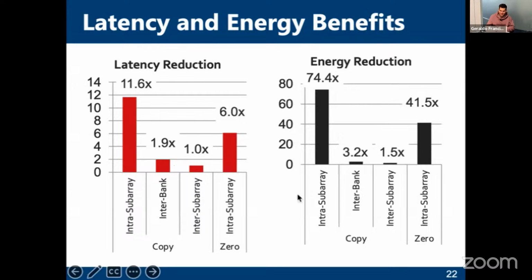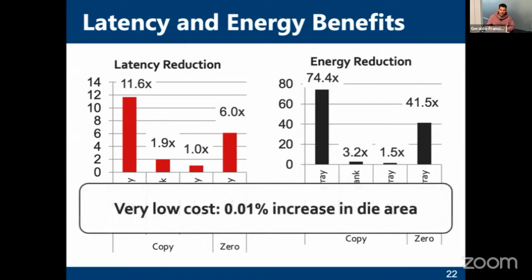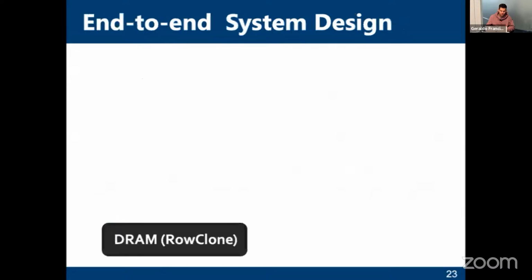And finally, we have the inter-subarray case, where we need to do the pipeline serial mode twice, so the reduction in latency is not much. It's the same as doing the computation via the CPU. But since we are not moving the data outside the memory I/O or the memory chip, we can still provide some energy reduction compared to the CPU. And all of this incurs very low area cost to the die area of the CPU and the DRAM chip.